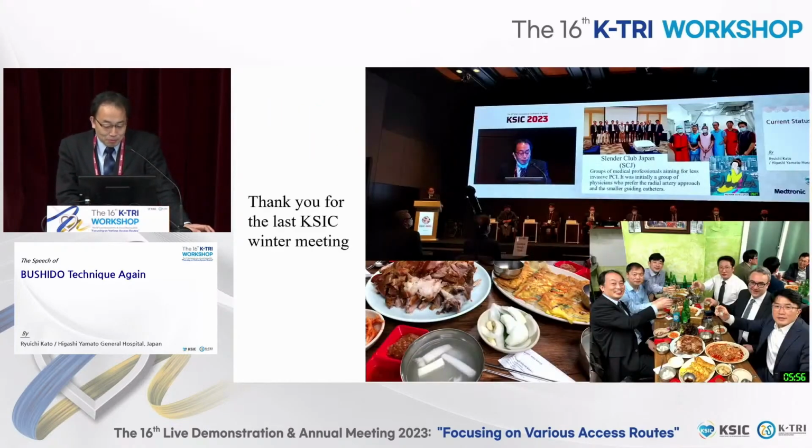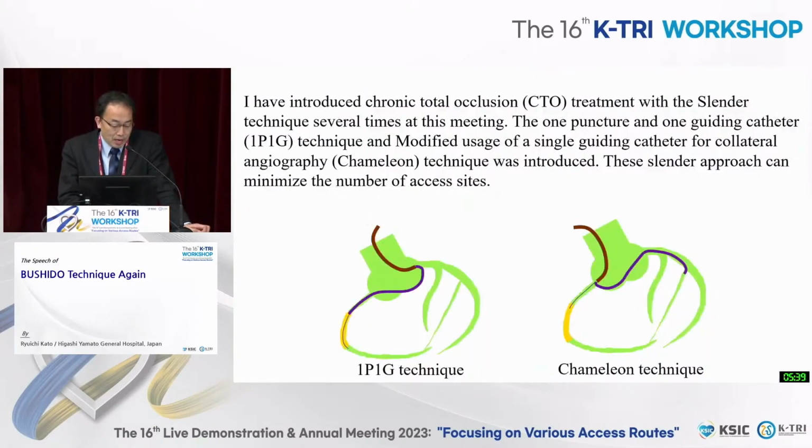So first of all, thank you very much for the last CASIC winter meeting. I introduced Slender Club Japan and the current status of the array in Japan. And I also demonstrated the BSUHIDO technique there a little bit. But today I want to introduce it in detail.